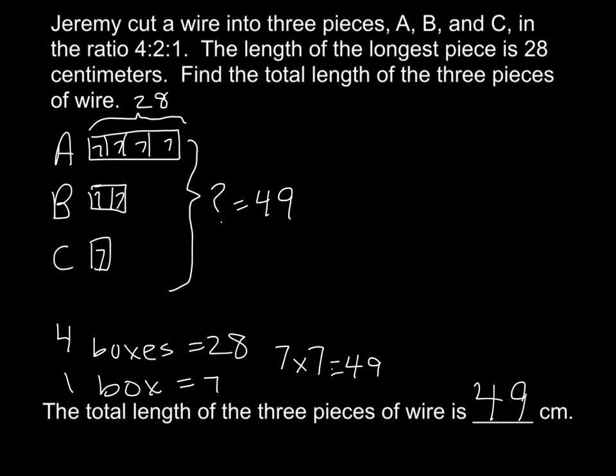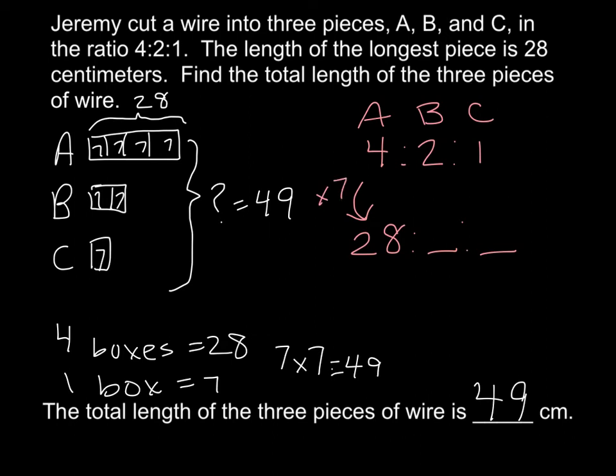I could have set it up as 4 to 2 to 1, where this was A, B, C, and it told me the longest piece was 28. Well, my 4 is longest, so my 28 would line up with the 4, but I didn't know what these two were going to be. But I would see that I would need to take 4 times something to get 28, and that was 7. So then 2 times 7 gives me 14, and 1 times 7 gives me 7.